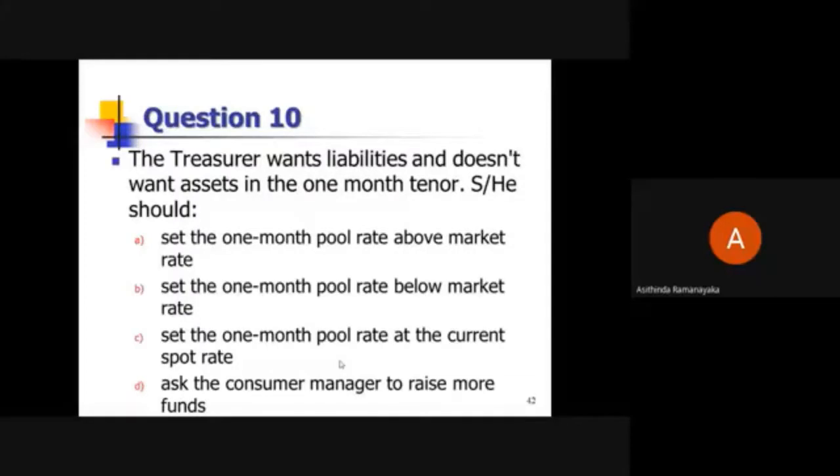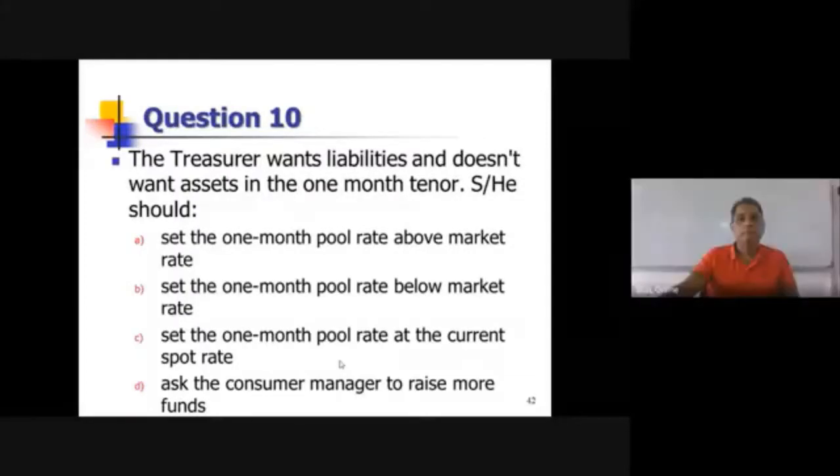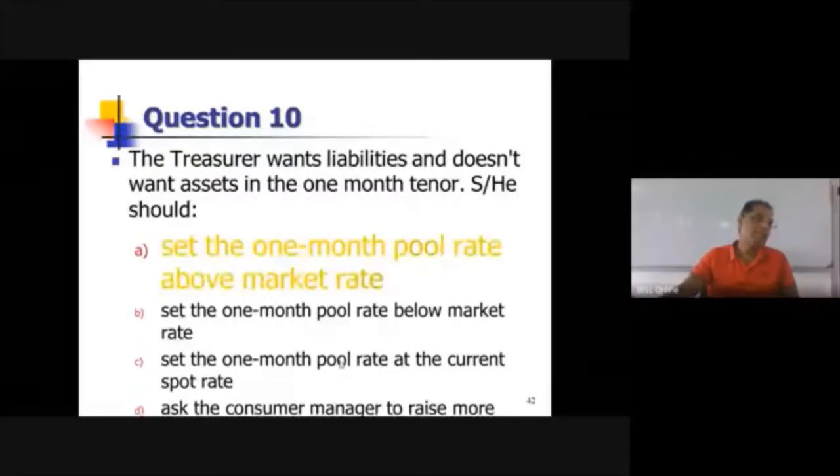Set the 1 month pool rate above the market rate. Okay, that's it. Correct, because he wants to borrow more, right? But remember, like I said, that's only one aspect of it. The client has to be happy to bring the money here. His cost of disruption from his existing bank, which is somewhere else, should be taken into account. But yes, one factor is the rate, and the transfer pricing rate can have an impact on it.